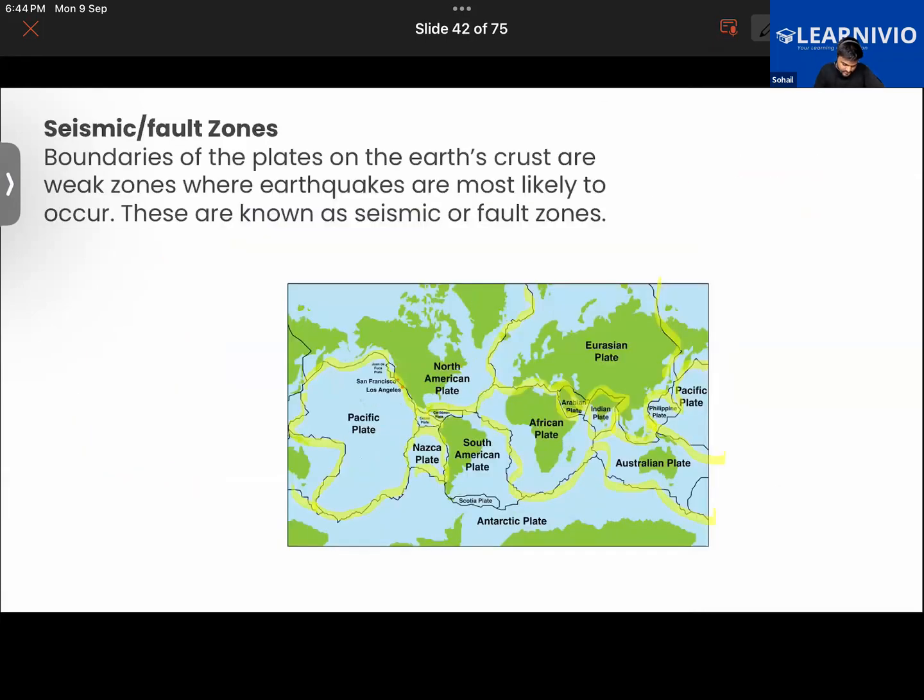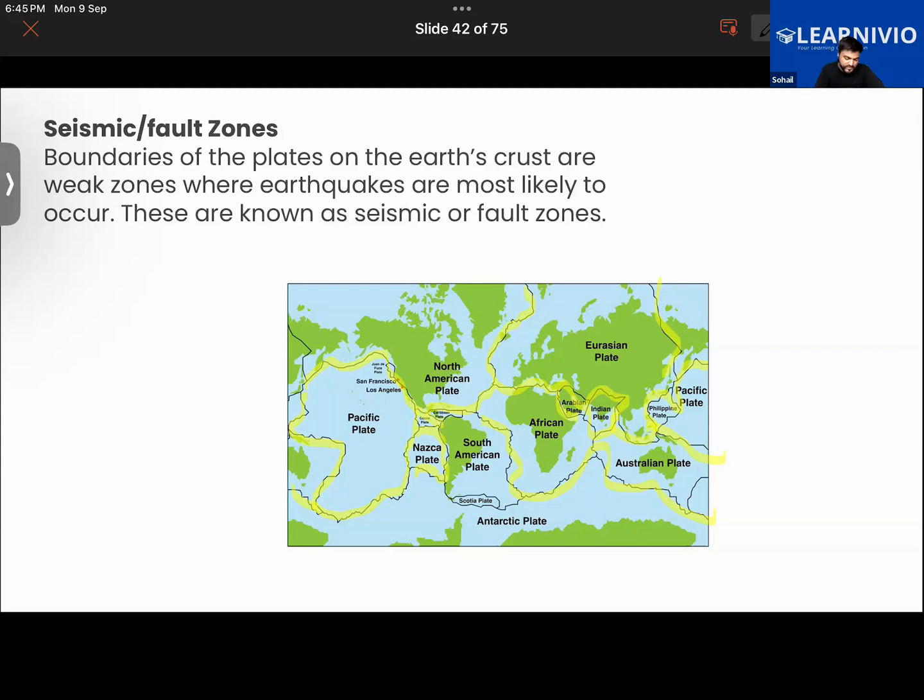Furthermore, we were learning about the fault zones, also called seismic zones. Seismic zones are those zones on the earth where the plates are more likely to collide or move away from each other. Like here at this zone, those plates will be colliding into each other. So this zone will be considered a weak zone where earthquakes are most likely to occur.